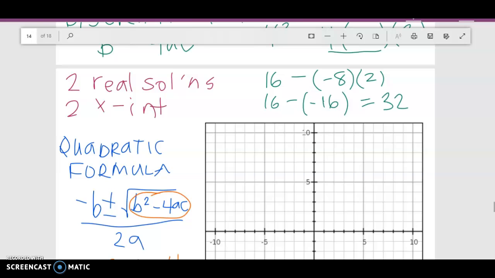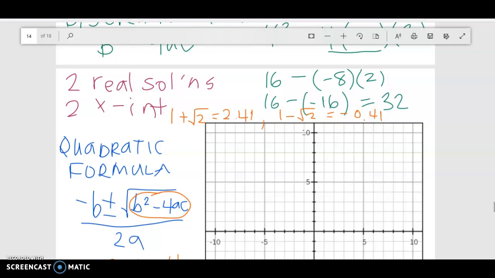Okay, so I have 1 plus the square root of 2, which you can type in your calculator. 1 plus the square root of 2 is 2.41 if we round to the nearest hundredth. And then we have 1 minus square root of 2, and if you type that in, you get negative 0.41. Okay, so those are our x-intercepts. I'm sorry to squeeze them in here, but these are our x-intercepts.